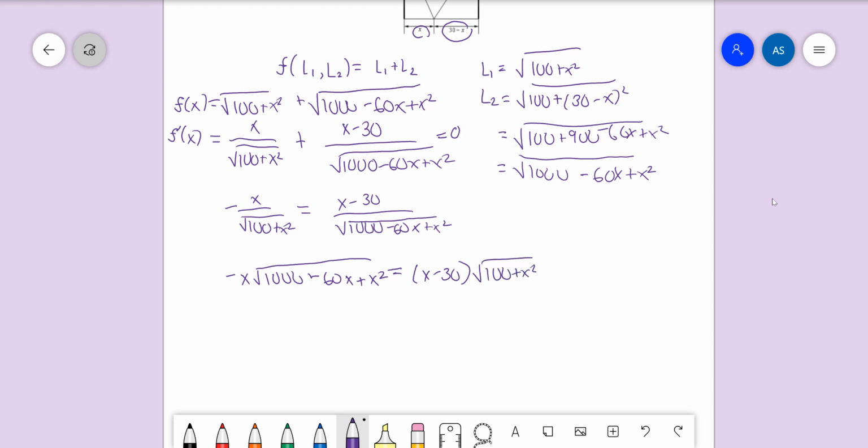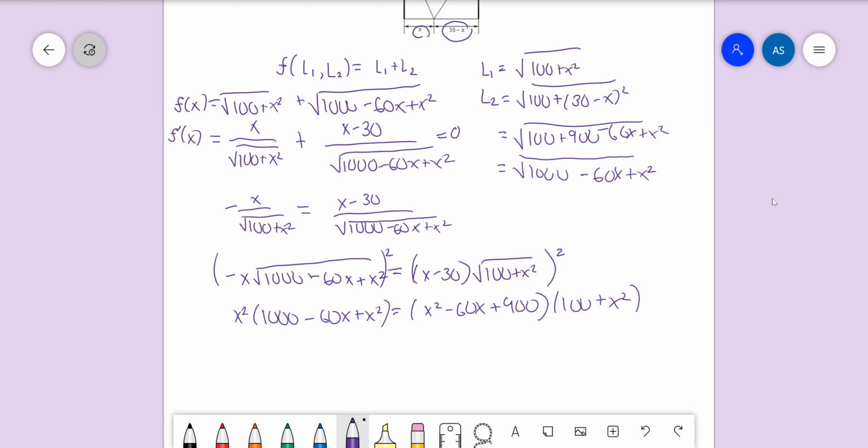Next, I'm going to square both sides, just because having radicals, it's pretty hard to solve for x, as you can see. So square both sides, and we get x squared times 1000 minus 60x plus x squared, and that's going to equal this x minus 30 squared. I'm going to go ahead and FOIL that out. So that's x squared minus 60x plus 900 times 100 plus x squared.